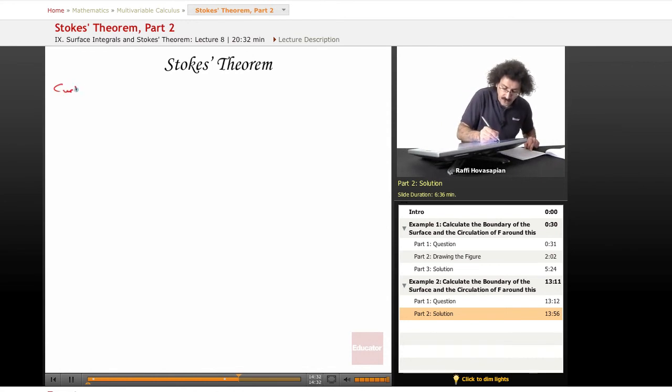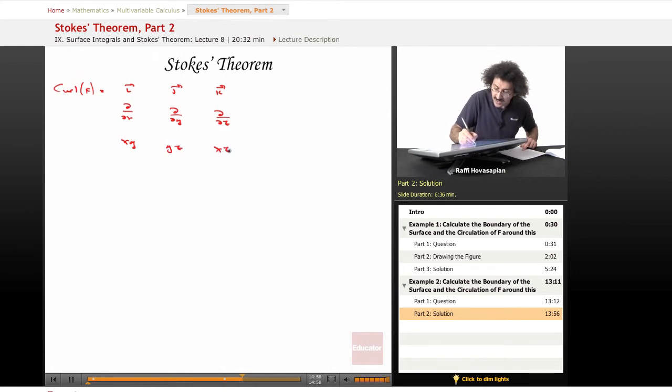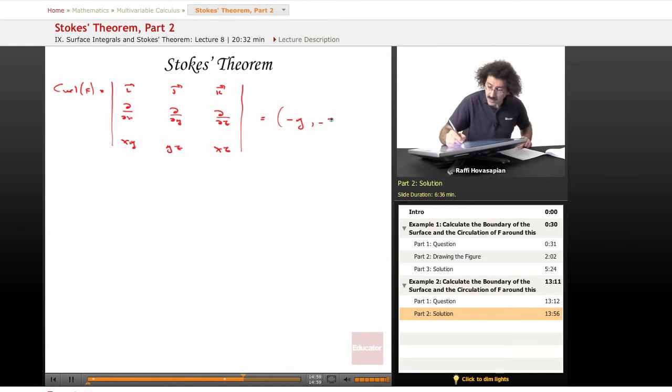So the curl of this particular vector field, well, let's form our symbolic determinant: i, j, k, d/dx, d/dy, d/dz, and we have xy, yz, and xz. When we expand this determinant along the first row, we get minus y, minus z, and minus x. So this is not a constant vector.